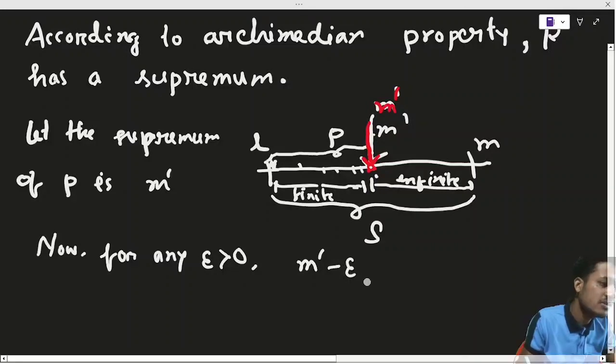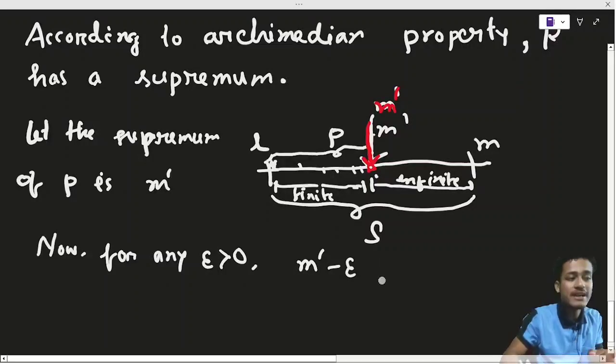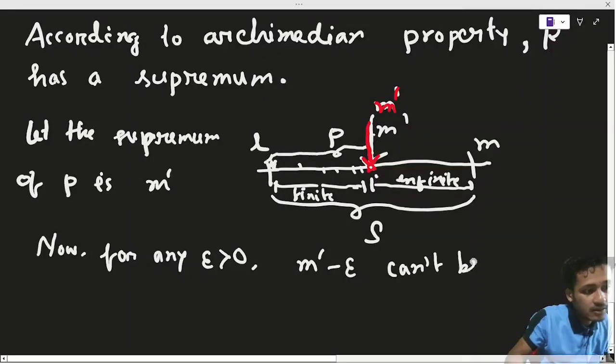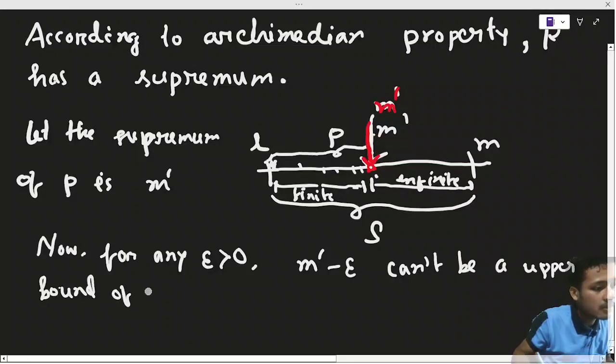Small m dash minus epsilon is not an upper bound of P, but small m dash plus epsilon is an upper bound of P. For any epsilon greater than 0, m dash minus epsilon cannot be an upper bound of P.